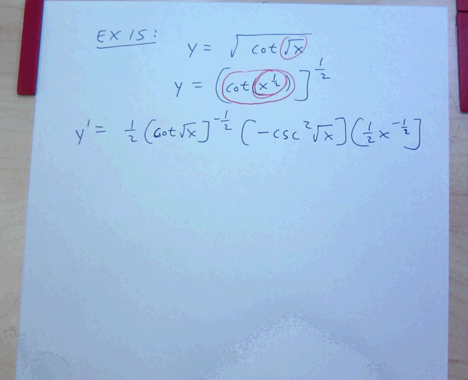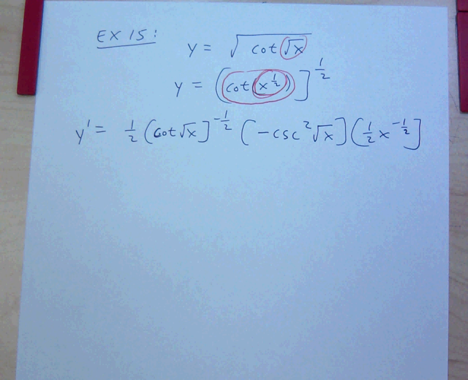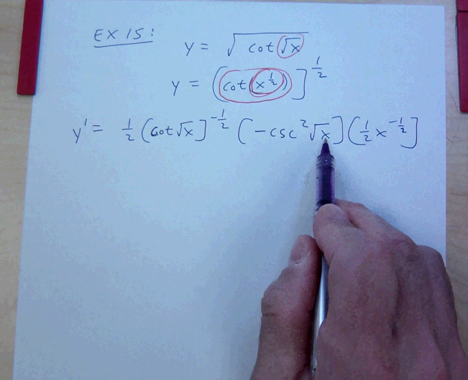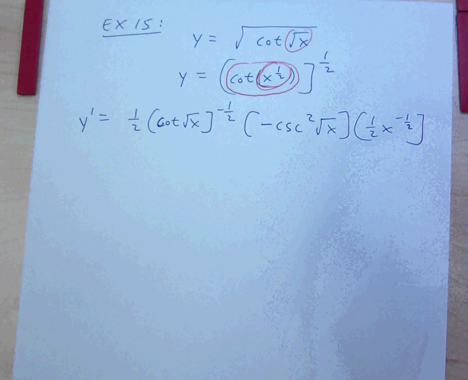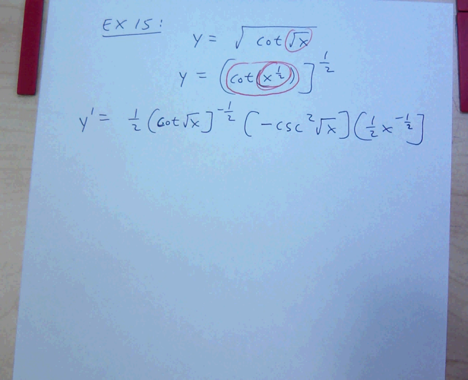Okay? And by the way, if you're wondering why I don't go inside again, I could. Well, once I go inside, what's the derivative of x? 1. So I could put a 1 out here, but was that going to change the derivative at that point? No. So I'm done. You see how I'm done at that point? Yes? Okay.